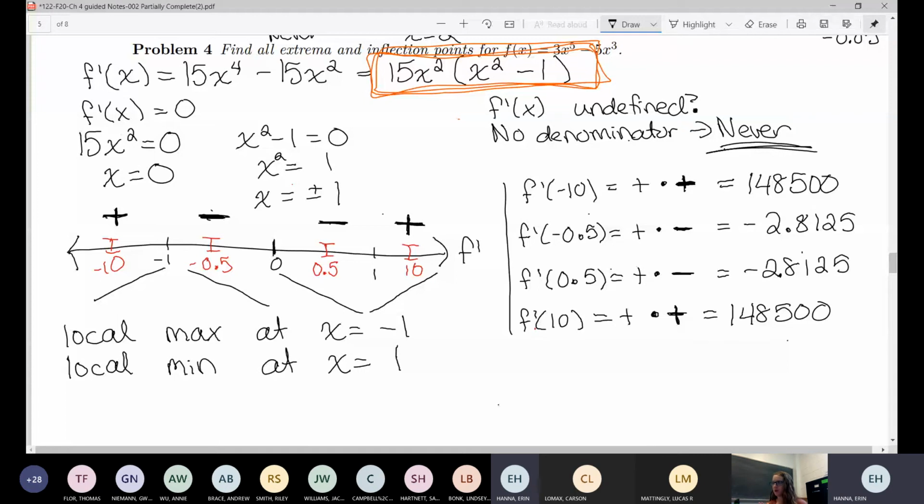Questions, concerns on how I got that? We haven't done the inflection points yet. Okay. I'll hold on 5 more seconds and then we'll do the inflection points.